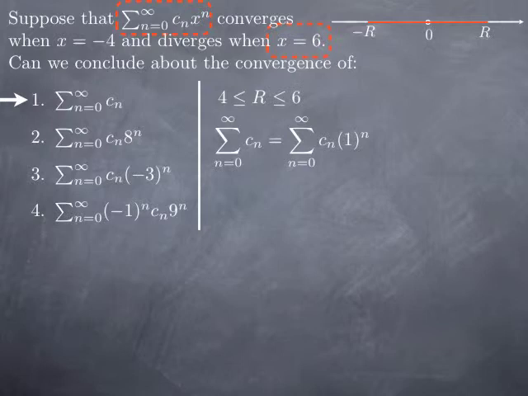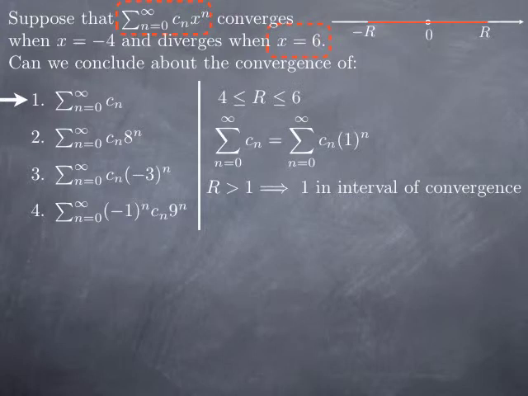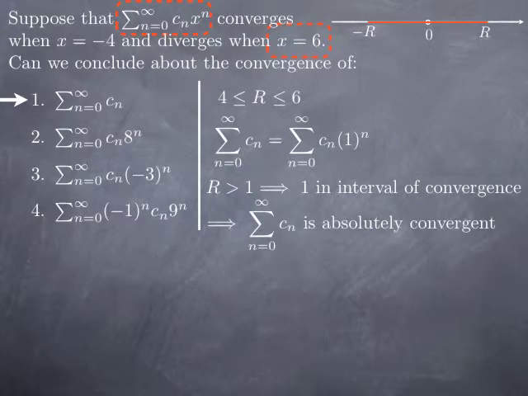Taking this into account, we can rewrite the series from 0 to infinity of Cn as the value of our power series when x is 1, because 1 to the n is just 1, and so that's a series of Cn. So in other words, it is the value of the series when x is 1, and we know that the radius is greater than 1, it's at least 4. Therefore 1 is in the interval of convergence. Right? It is at a distance from 0 that is less than the radius, and that means that the series is absolutely convergent.